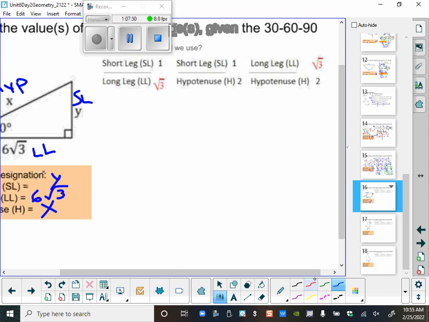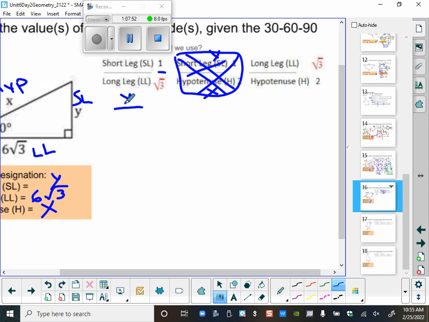Can't use the middle, because that's a Y and an X, so out of the game. Boom. Let's not use that one. Cross it out. How are we going to set up our first proportion? What's over what? Short leg. So it would be Y over 6 square root of 3, equals 1 over the square root of 3.